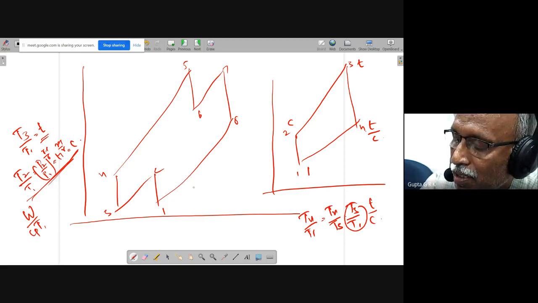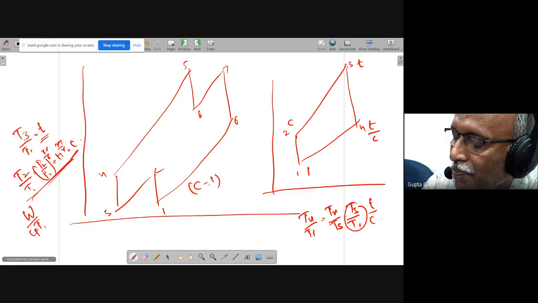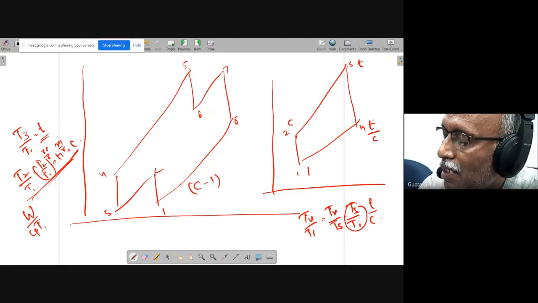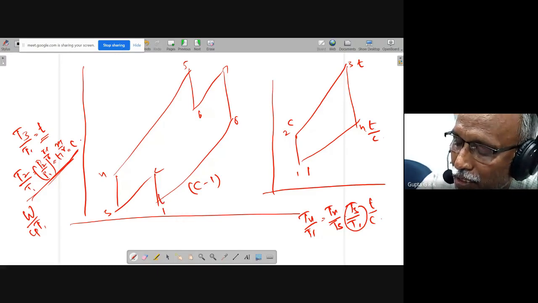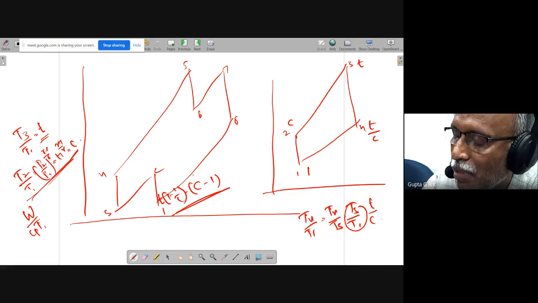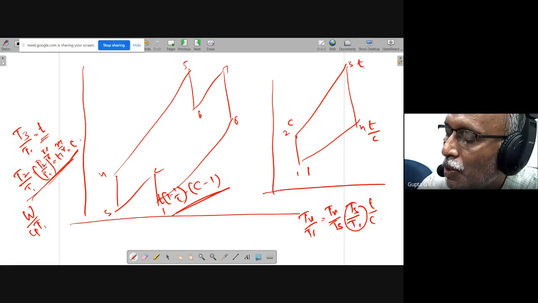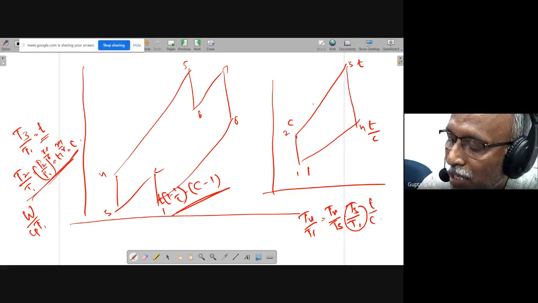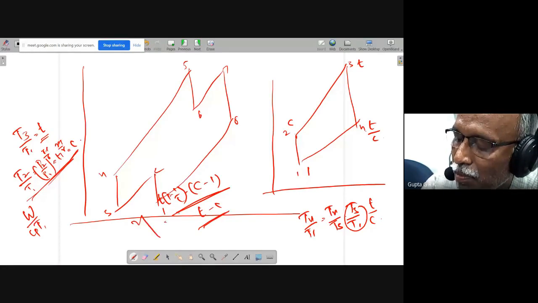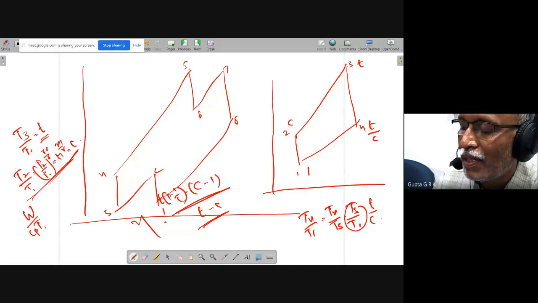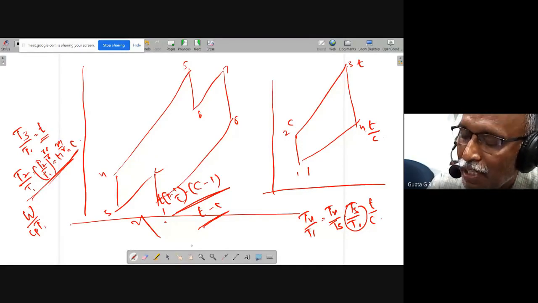So compressor work is C minus 1. And the turbine work, T minus T by C, that is T into 1 minus 1 by C. So like this we will get the turbine work. And what is QH? T3 minus T2, means T minus C. So by T minus C, this becomes the efficiency of the simple cycle. So in this way, I can find out like this.